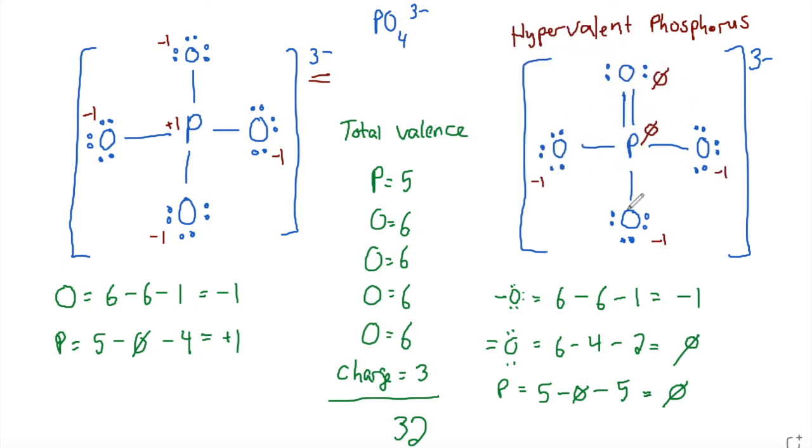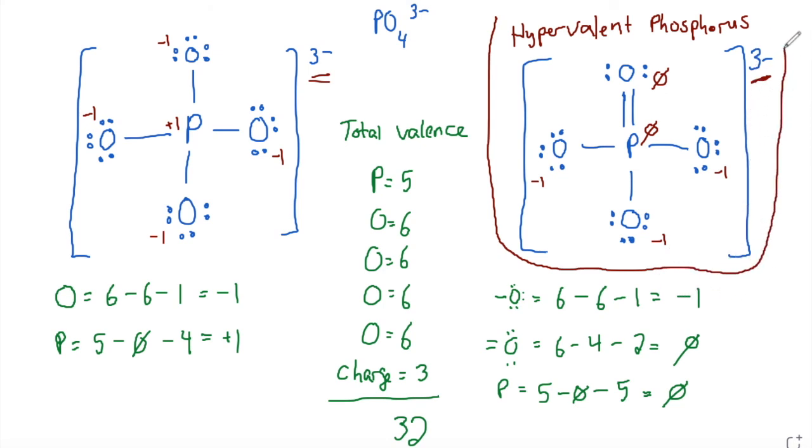So here we have a structure that has the least possible amount of formal charges. We can't have no formal charges because we do have a -3 charge on the entire structure, but we have this structure, which is the accepted structure for the phosphate ion, because phosphorus is totally fine forming a hypervalent atom, and because this minimizes the amount of formal charges that you would have to have on the structure. So this is a better structure for the phosphate ion.